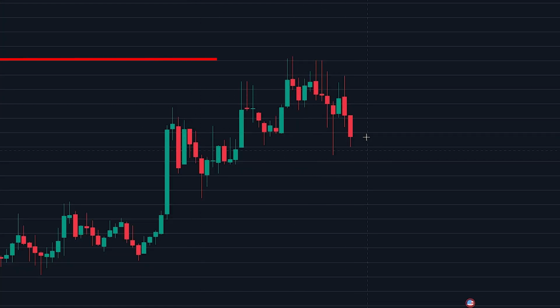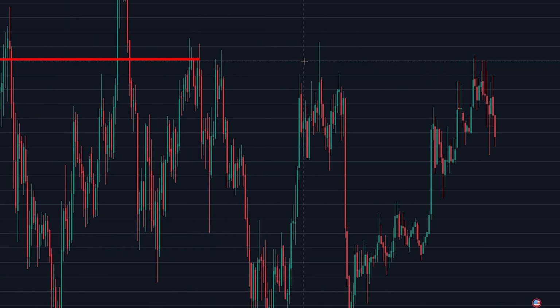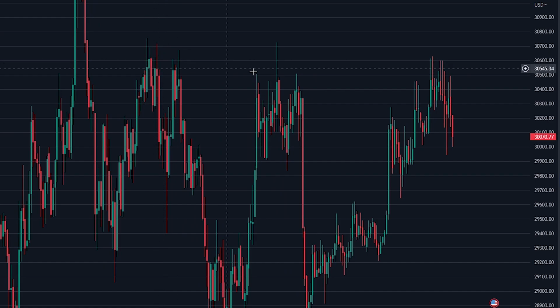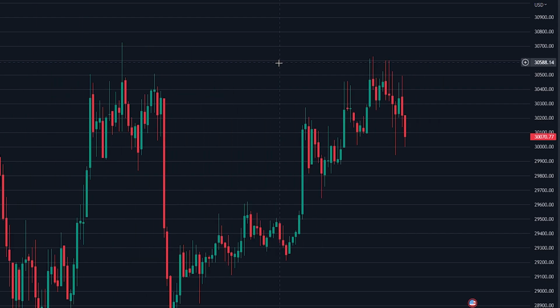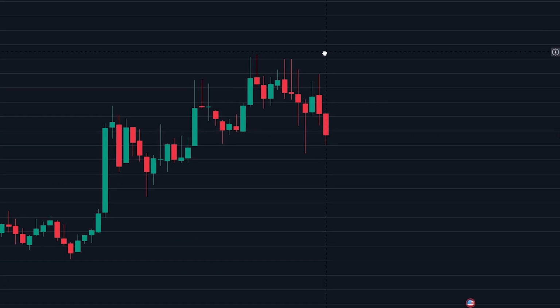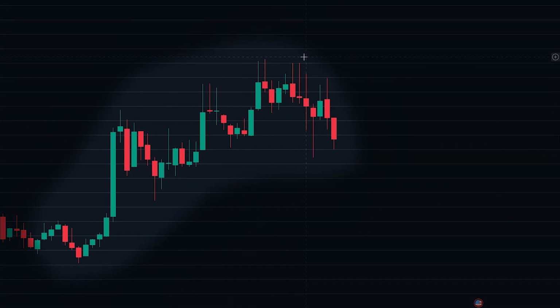Here we see that the price rejected the $30,600 price level. If we take a look at the past price action, we can see that this has happened before, making it likely that there is a psychological supply zone at this price level. If we take a look at the price action, we can also see that an uptrend was playing out because of the price making higher lows.